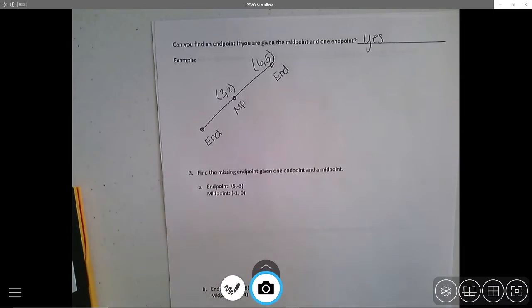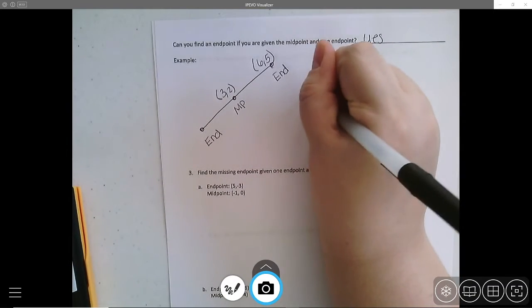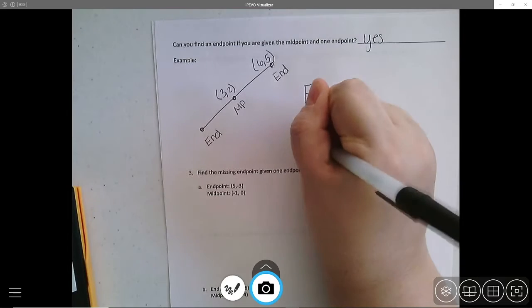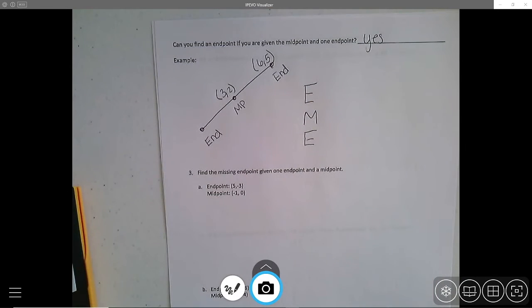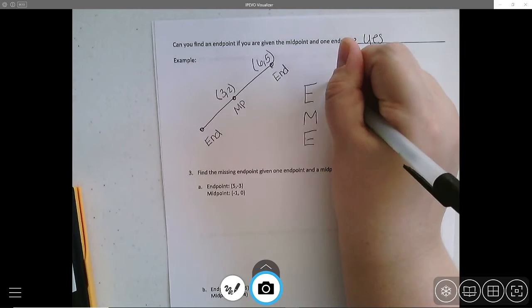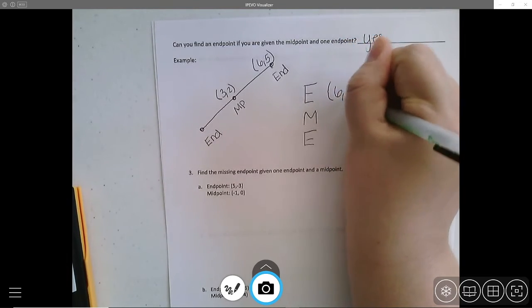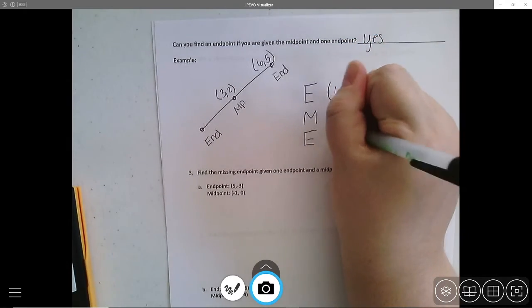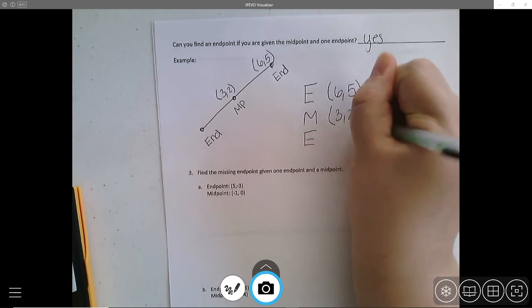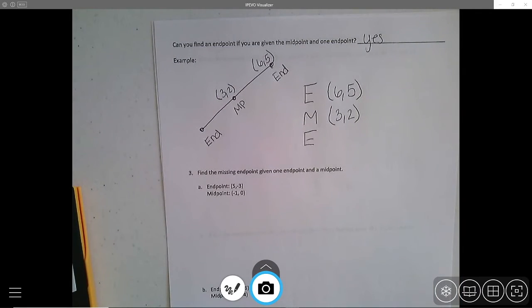How you find a missing endpoint is what I got to remember. Endpoints and midpoints are like a sandwich. We have two endpoints like we have two slices of bread, and in the middle is what I put inside my sandwich, or in this case, my midpoint. I think about meat when I see M. Beside one of the E's or the endpoints, I'm going to put what we know from the problem, which is 6, 5. Beside M, I put what I know for the midpoint. The other E gets left blank for right now.